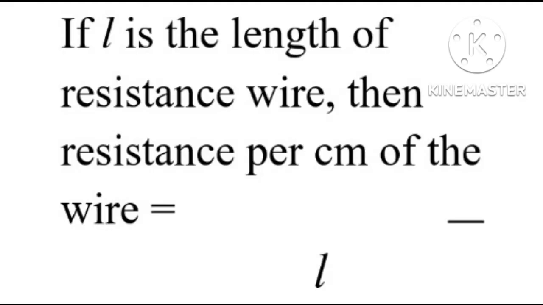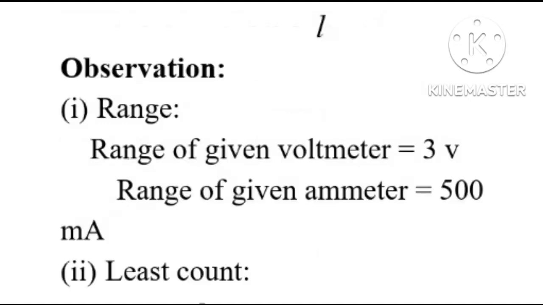In order to find the resistance per centimeter of the wire, first of all we have to find the resistance by using the experiment. Then we will calculate the resistance, and the length of the wire we can measure by using a scale. Then we can find resistance per centimeter by dividing the resistance by the length of the wire.